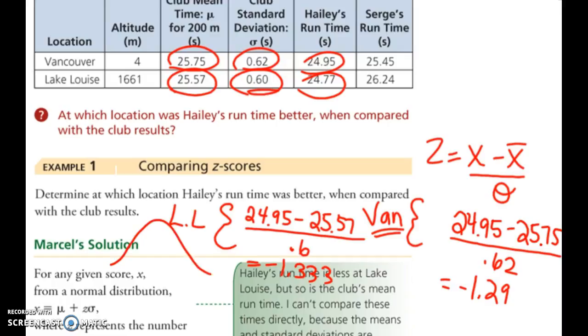And if we were showing this on just a little bell curve, these times, this one would fall somewhere in here, negative 1.29. The other one would be just slightly farther than it, which is negative 1.33. So looking at that, Lake Louise is the better time because it's farther, a better time away from the average. Okay? So this time, since it's farther than the average or the group club time, then that is her better score.